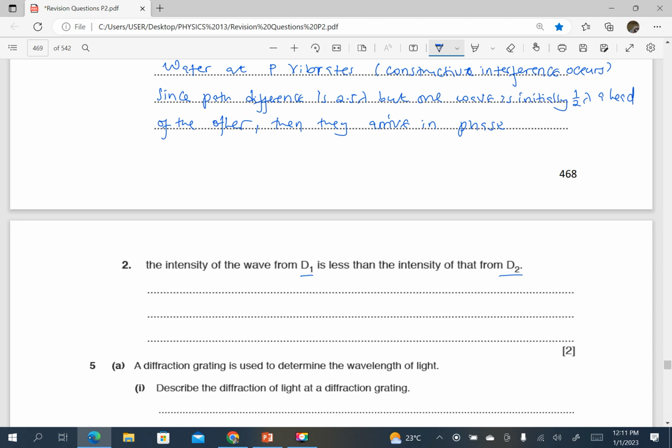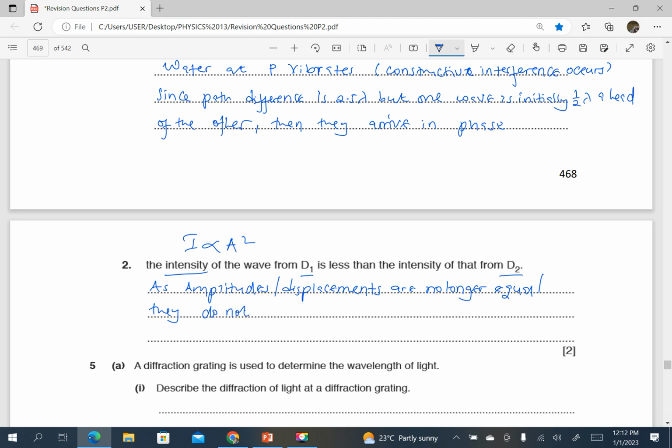Therefore, as amplitudes or displacements are no longer equal, because intensity is directly proportional to amplitude squared, they do not completely cancel.